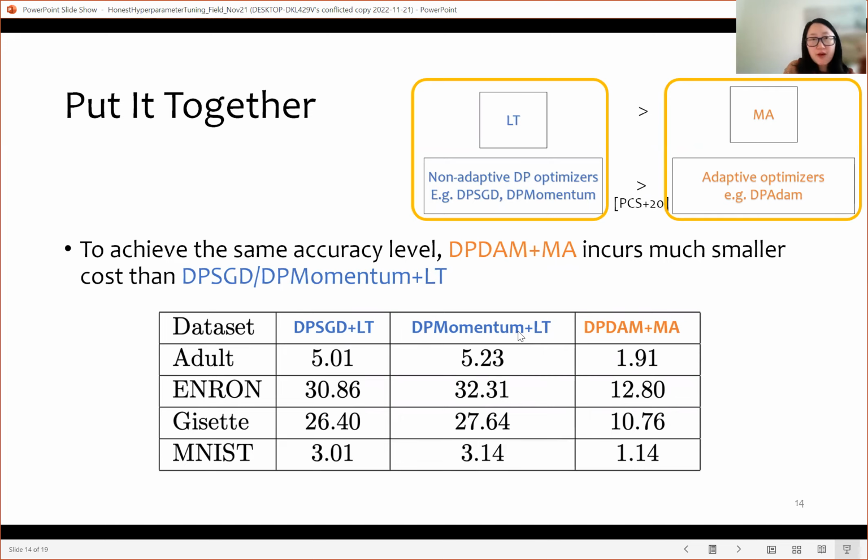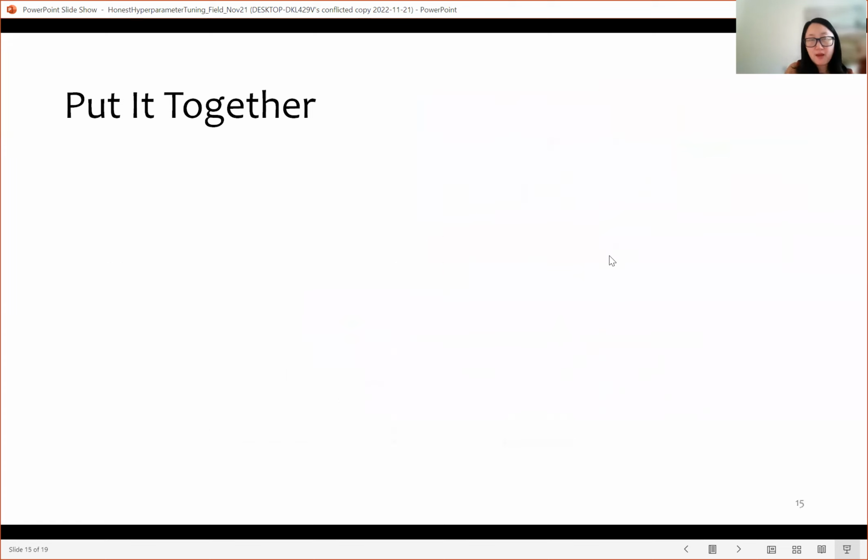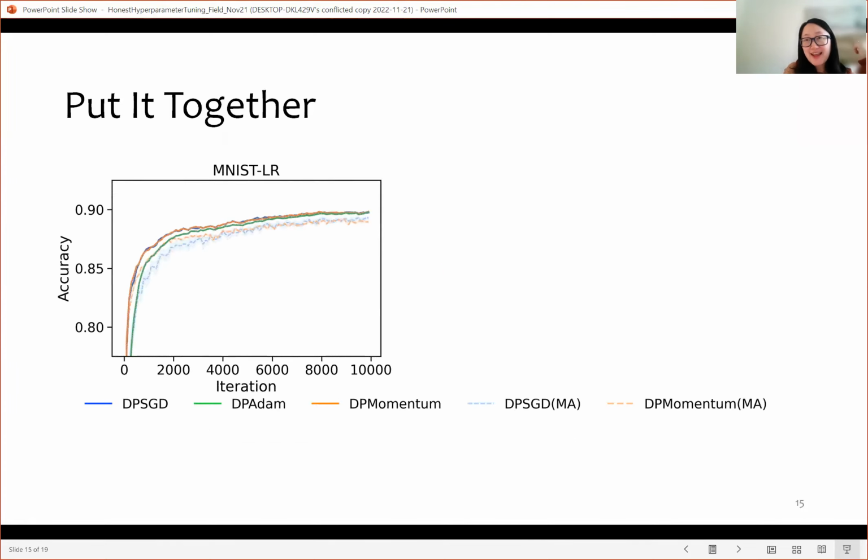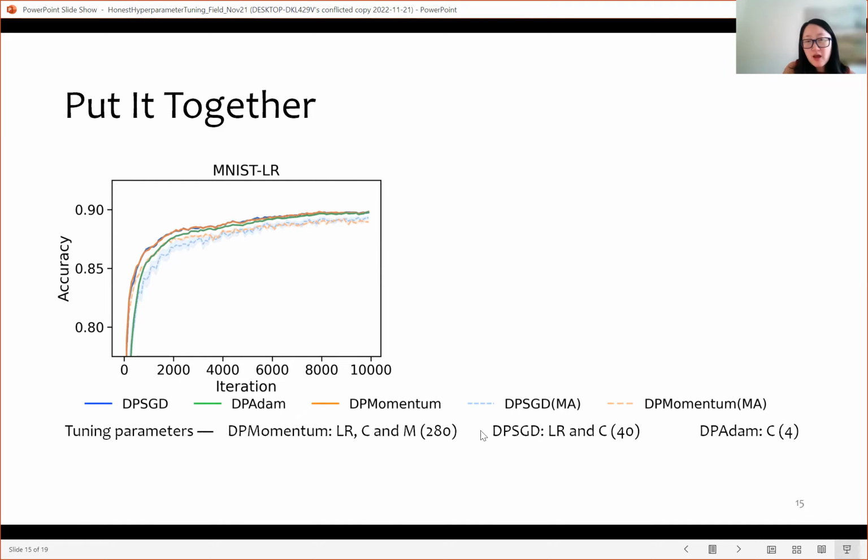And we also experimented with these results on a number of data sets and machine learning models. In these plots, we demonstrate the accuracy of the model trained on the MNIST data set with logistic regression. So first of all, we're going to focus on DPSGD, DPAdam and DP momentum, if we allow them to train over or tune over the full space of hyperparameter choices. In particular, DP momentum will have 280 hyperparameter candidates, DPSGD has 40 of them, and DPAdam has 4 candidates.